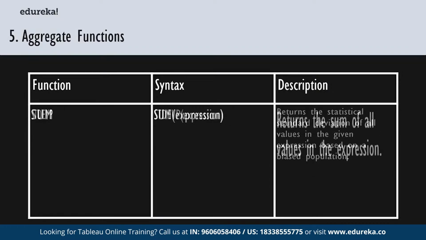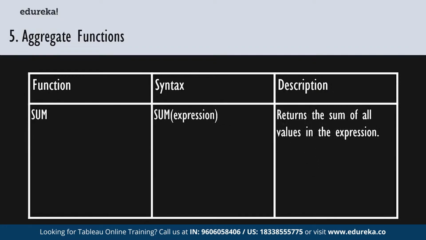Next, you have sum, which is also the default aggregate, which is allotted to all the measures and dimensions that you use. It returns the sum of all values in an expression, and of course it can be used only with numeric fields, and null values will be ignored.